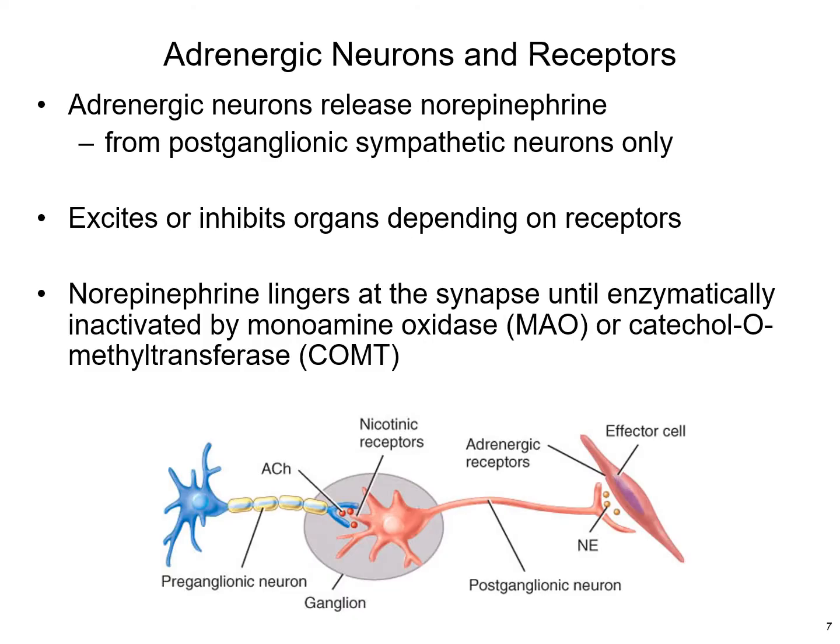And then we have the release of norepinephrine from the adrenergic neurons. So this red neuron is adrenergic because it releases norepinephrine. The old name of norepinephrine is adrenaline. This is where the adrenergic name comes from. So adrenergic neurons release norepinephrine. This also excites or inhibits the organs depending on receptors. Now for norepinephrine, we will see a number of different types of receptors on the target cells.